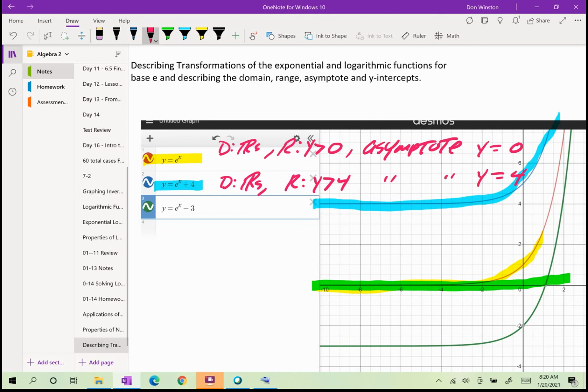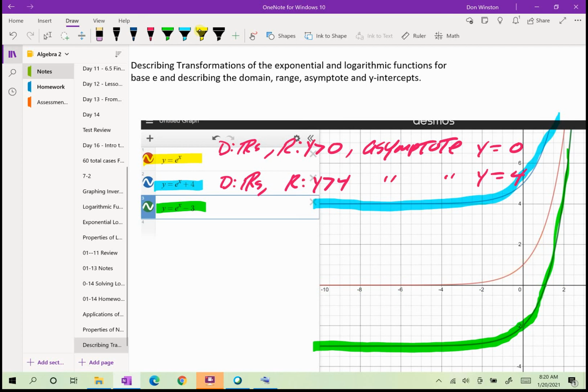And then lastly, let's take a look at this one here. Y is equal to e raised to the x minus 3. I shifted the graph from the parent function down 3 units, which is this graph here. As you can see, I shifted the graph down 3 units from the parent function, from that red graph. Again, the domain is going to be all real numbers. The range now is going to be y is greater than -3. And my asymptote will be y is equal to -3.